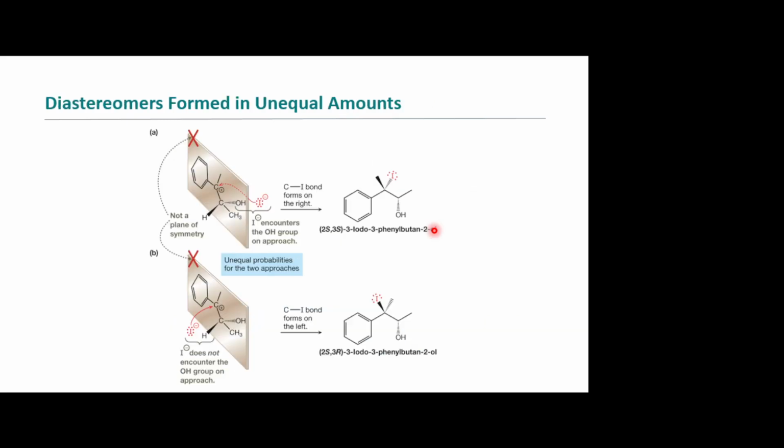Okay. Now, this again is going to be diastereomers formed in unequal amounts. So notice again, we have this approach here from this side. It's going to interact with that oxygen, isn't it? Not all of the cases where it approaches from that side, but enough that you'll get an uneven split.